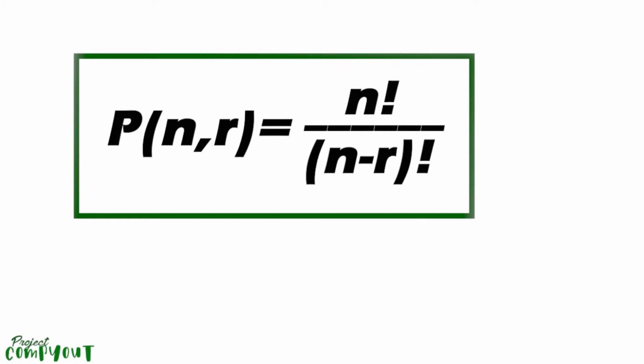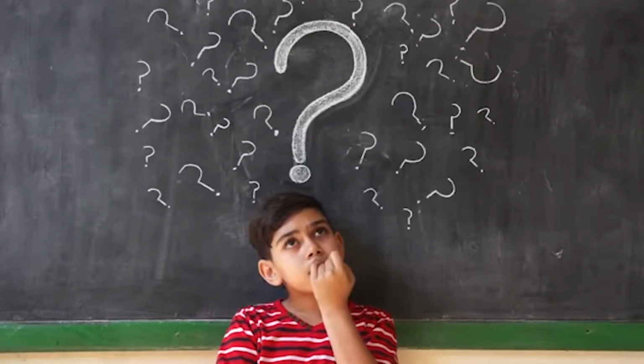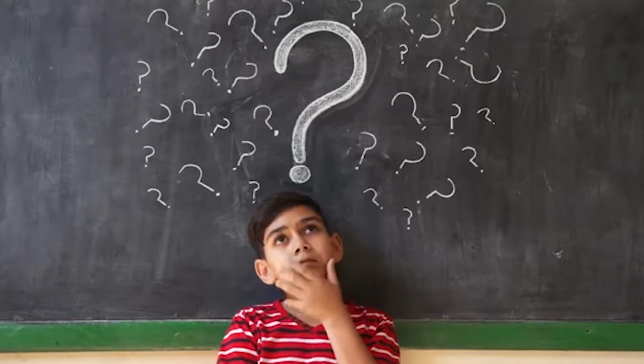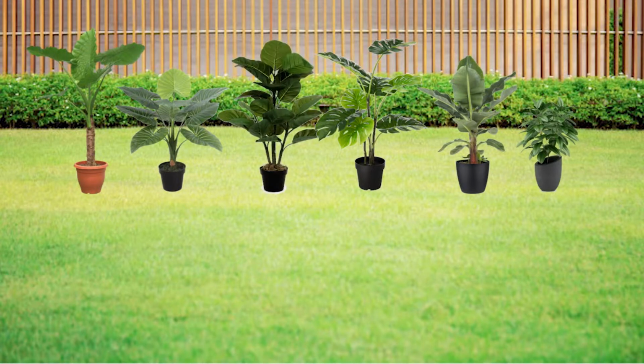But can you understand permutation with that formula alone? Well, it's a little bit abstract, right? So, what is permutation? How do we find the permutations of objects? Suppose we have 6 different potted plants and we wish to arrange 4 of them in a row. In how many ways can this be done?